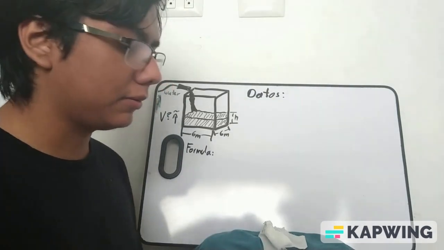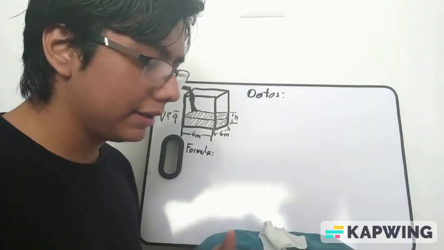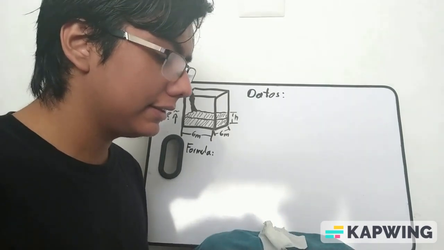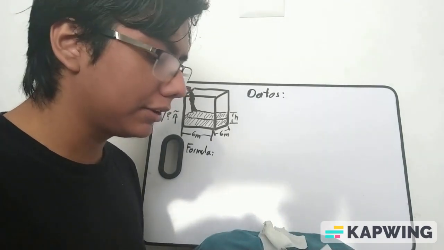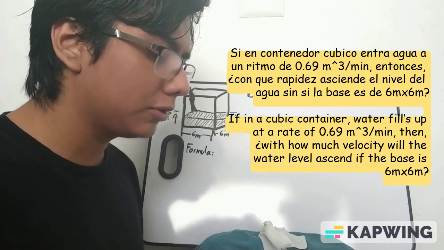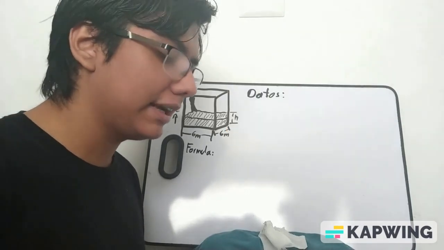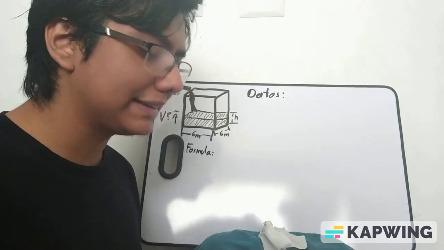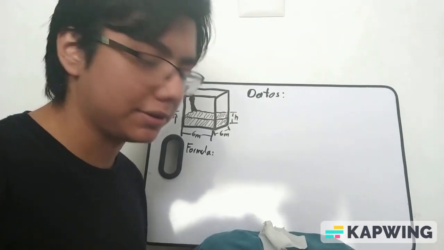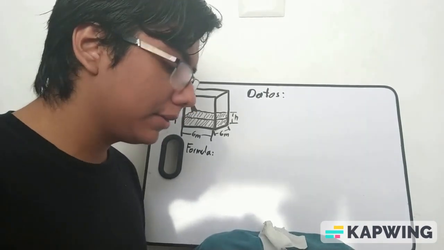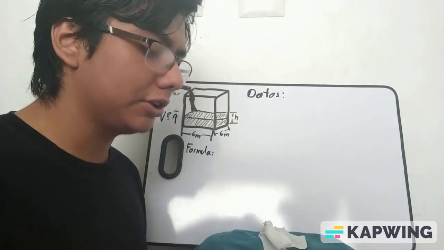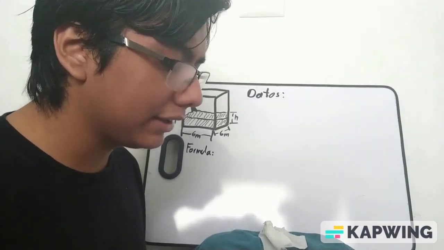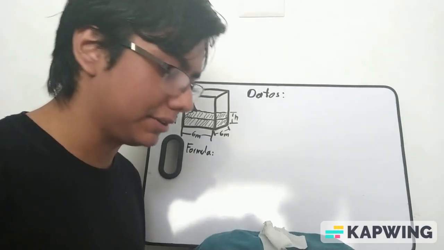So for starters, we have to do the first step: read the problem twice. So I'm going to read the problem. It states, if in a cubic container water fills up at a rate of 0.69 cubic meters per minute, then with how much velocity will the water level ascend if the base is 6 meters times 6 meters? Once more, if in a cubic container water fills up at a rate of 0.69 cubic meters per minute, then with how much velocity will the water level ascend if the base is 6 meters times 6 meters?